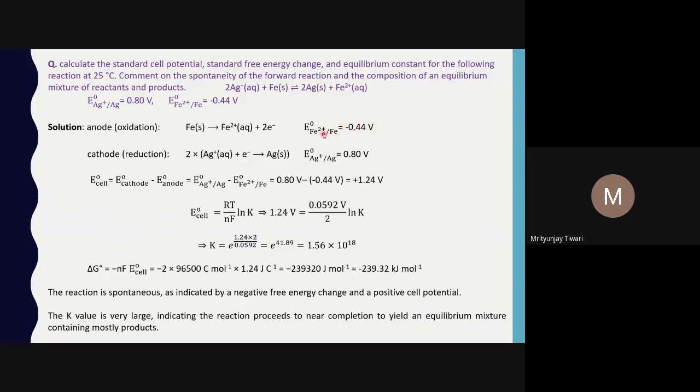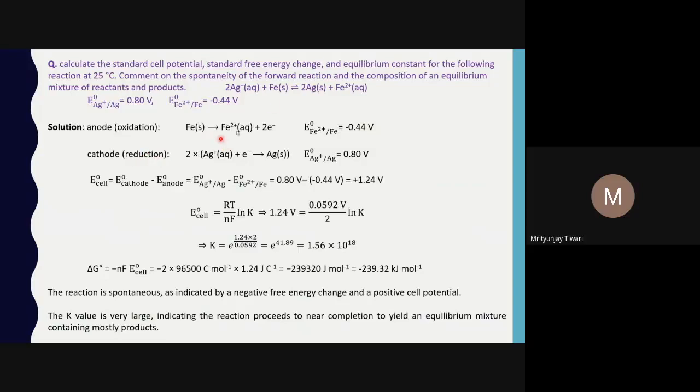potential? That is negative, because Fe2+ does not like to accept electrons, it likes to give electrons. So in this direction the value will be positive. In the opposite direction, which is the reduction reaction, the value is negative. So this value is negative, it is already provided.